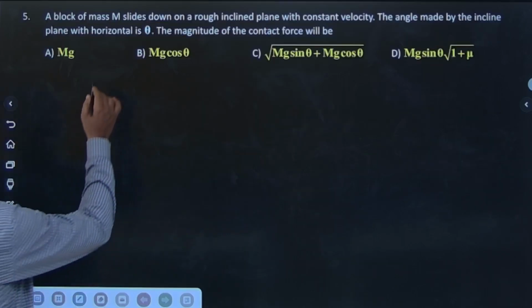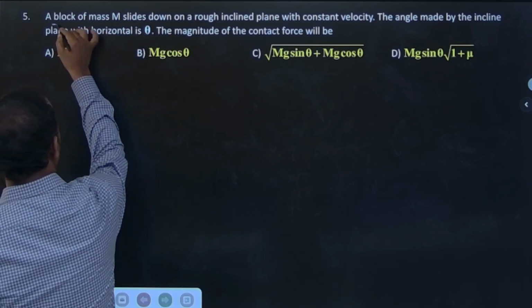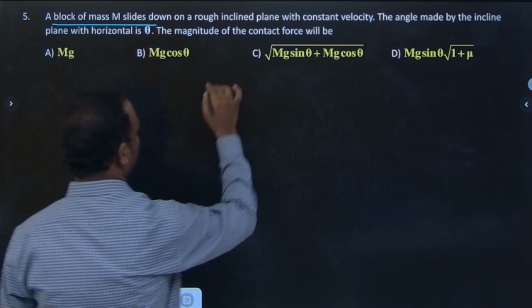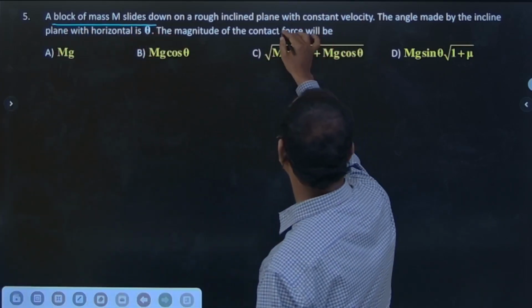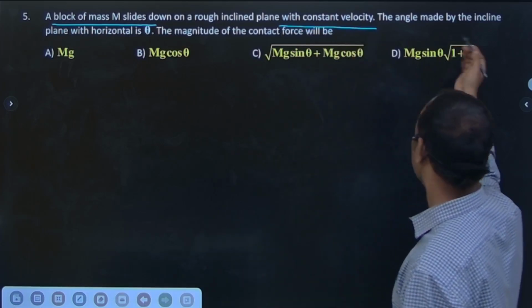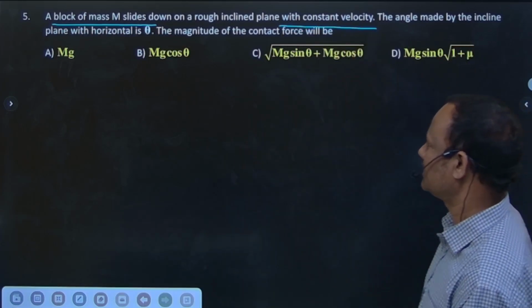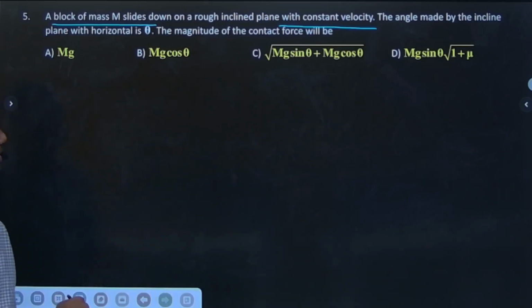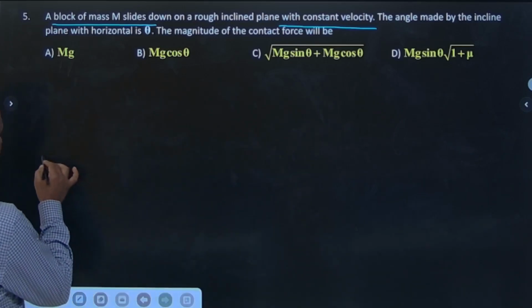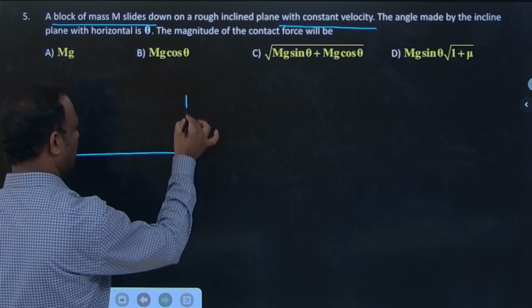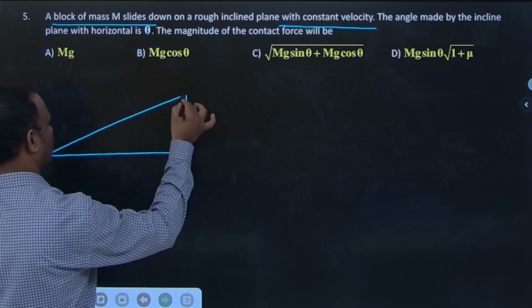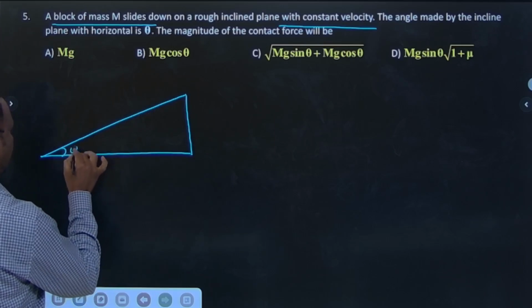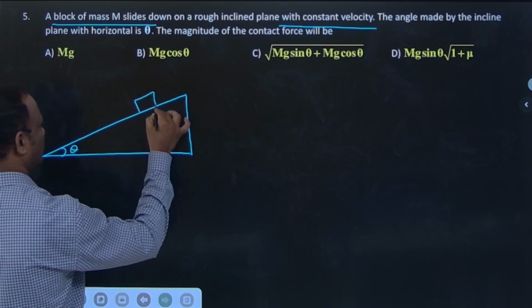A block of mass m slides down a rough inclined plane with a constant velocity. V is constant. The angle made by the plane is theta. What is the magnitude of the contact force? You should know the meaning of this contact force. This is the inclined plane, making an angle theta, and here is the block.